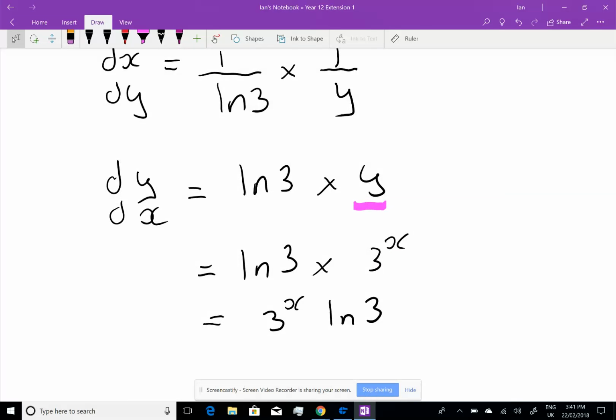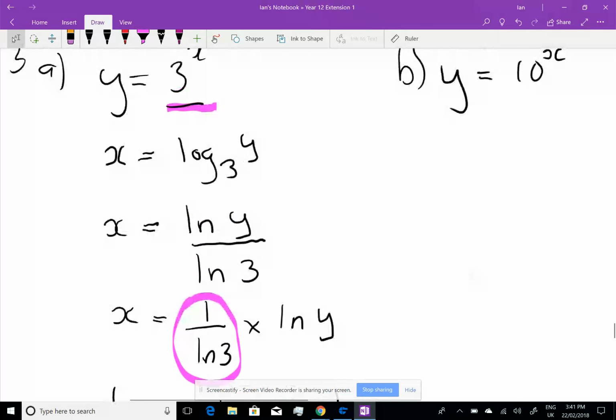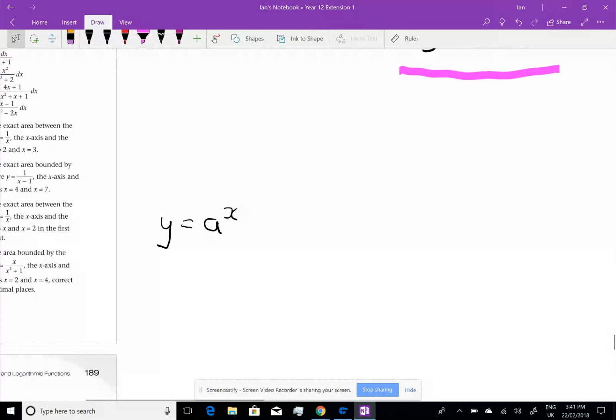Because we know that dy/dx is the reciprocal of dx/dy, I can just turn it upside down, and I replaced y with what we originally said it was, which was 3 to the x, and I got this here, 3 to the x ln 3. So if I'm doing it for a to the x, I know that y dash is going to equal ln a times a to the x.